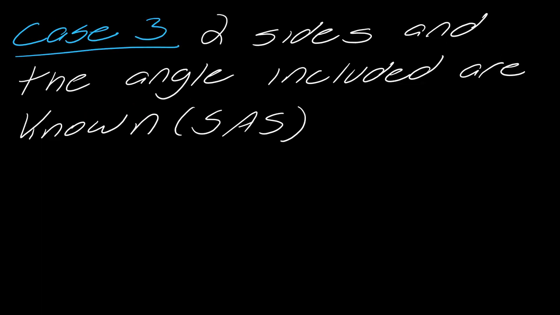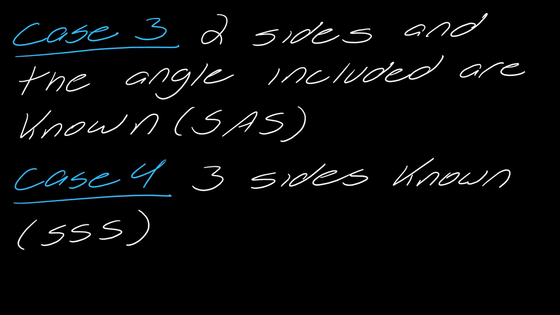Case three is that two sides and the included angle are known. And then the fourth case would be that we know all three sides. So those are all the different congruence axioms and how, in those cases, we can figure out what's going on with the triangle and we can solve all the sides and all the angles.